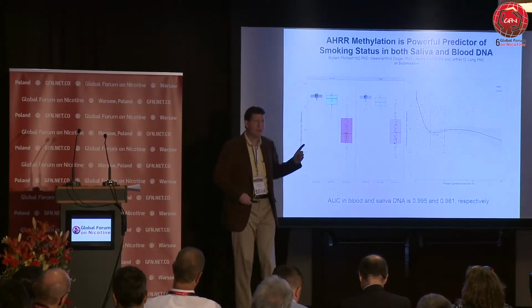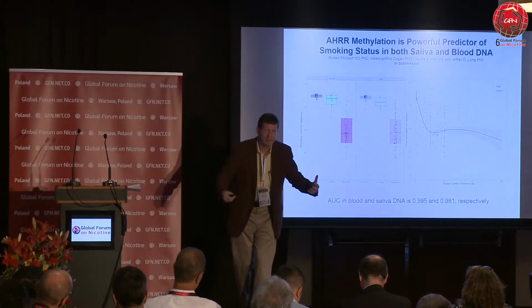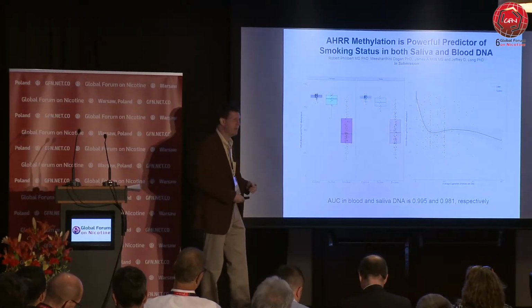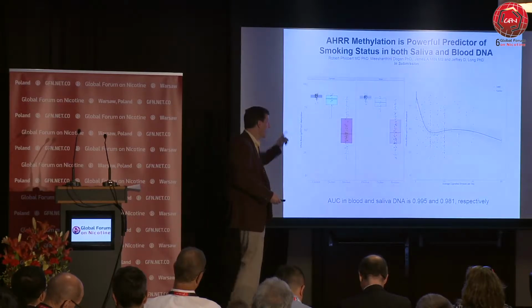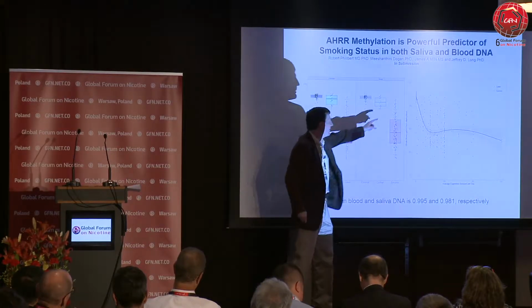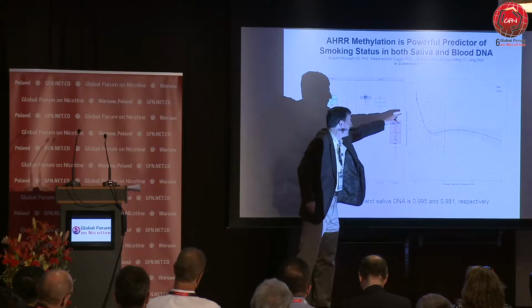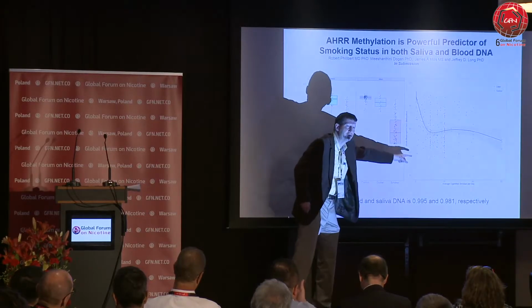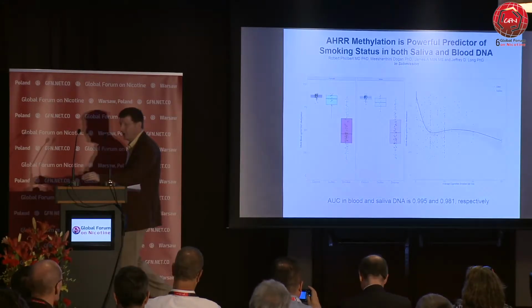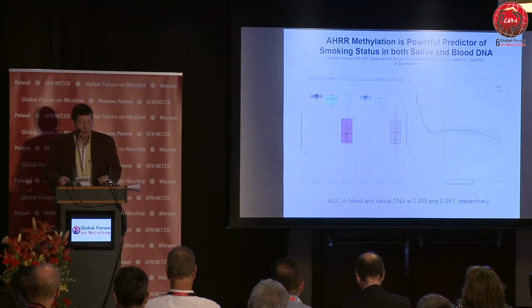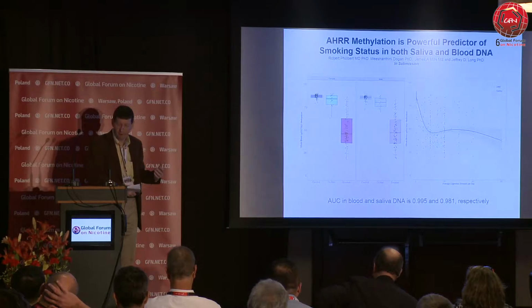Not only does it allow us to classify reliably, it also allows us to tell how much they're smoking. The more you smoke, the more you demethylate. Light smokers are up around 75%, and the more you smoke, the more it goes down. Interesting finding if you're solely interested in detecting smokers.